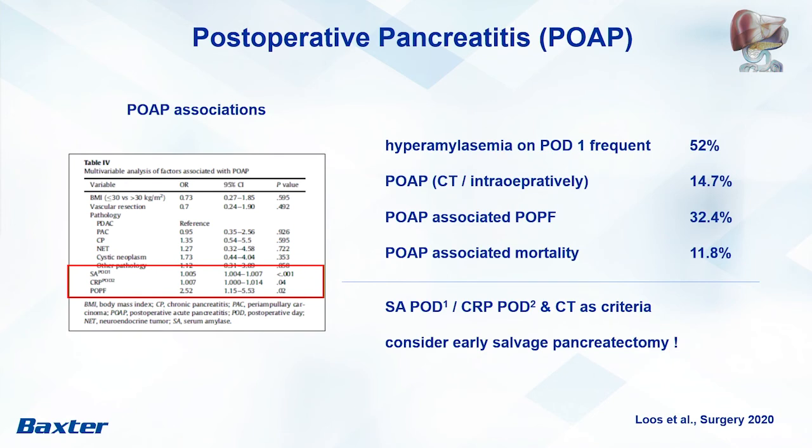So I think, just to define this a little bit, a hyperamylasemia on day 1 is frequent. To define a real necrotizing pancreatitis, you need a CT scan or an intraoperative finding. You have an association of this necrotizing pancreatitis with a fistula, of course. You have an association with mortality. And from our point of view, we should judge patients from serum amylase, CRP, and of course the CT scan. And when we do have this so-called necrotizing pancreatitis, you should consider early salvage pancreatectomy, because otherwise the situation might become dangerous.